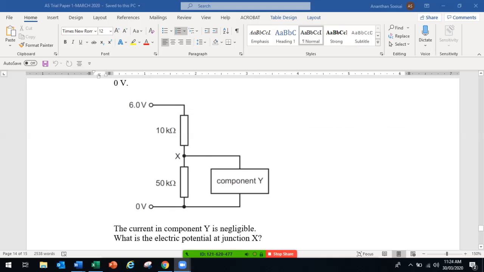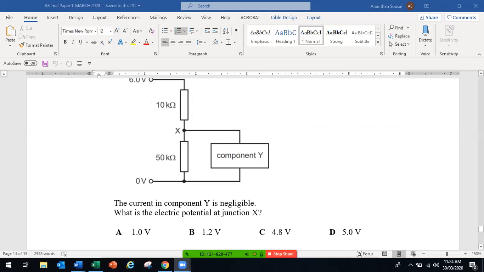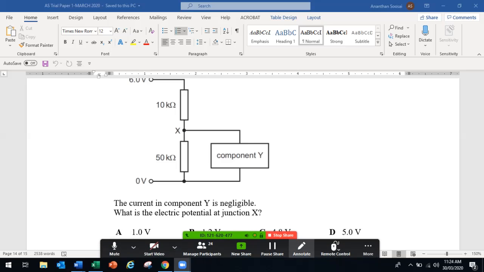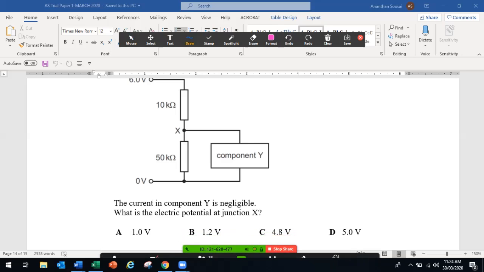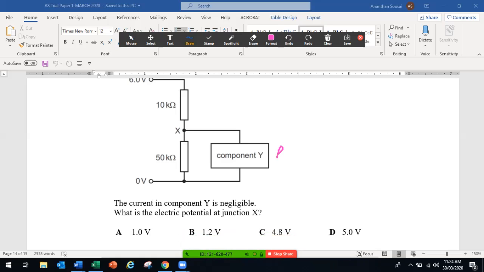Another thing. What do you understand if they say the current at component Y is negligible? Does it have infinite resistance or zero resistance? Infinite, because the current doesn't flow inside. Good. So it's an infinite resistance. So the R here is infinite, same like your voltmeter. Your voltmeter also theoretically has an infinite resistance.